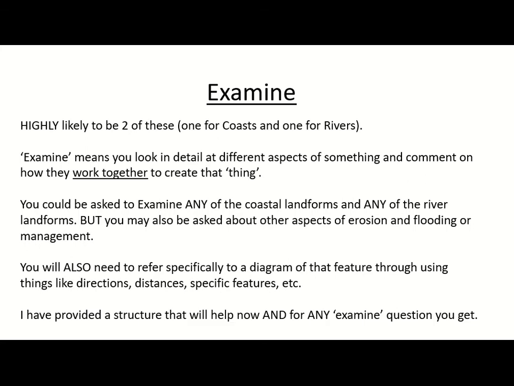Okay, now the structure that's about to follow, if you memorise this and practice using it with all the practice questions I give you, then it will help you for all examined questions you get. Now remember, you can pretty much guarantee the very first 8-mark question you're going to get in paper one will be coasts, examine something. And then the next one is going to be rivers, examine something. So memorise this, and as soon as you've answered that in paper one, you've had a good start for your 8-mark questions.